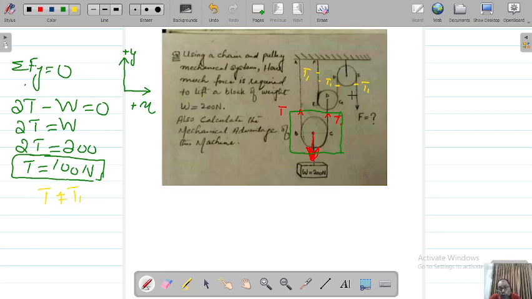So what we can do here is, if you look at this system, we can easily say our FBD is somewhere here. If we draw just this, we consider this system from here. We just consider this system.